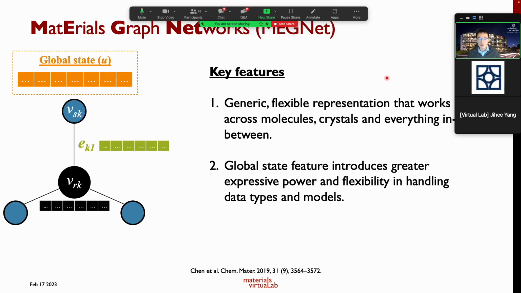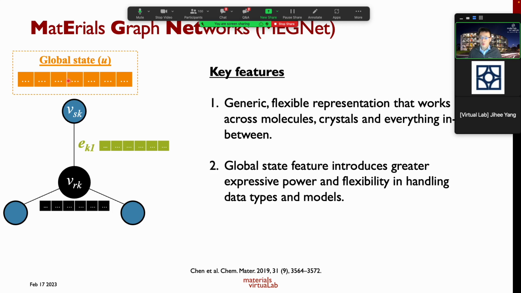So the type of machine learning model that my group works with, what I call the materials graph network, or MEGNet, is a graph-based machine learning model. It turns out that graphs are a very natural representation for materials. You can think of the atoms as the nodes in the graph and the bonds between the atoms as the edges in the graph. And you can represent each atomic species with a vector of numbers and each bond with a vector of numbers.